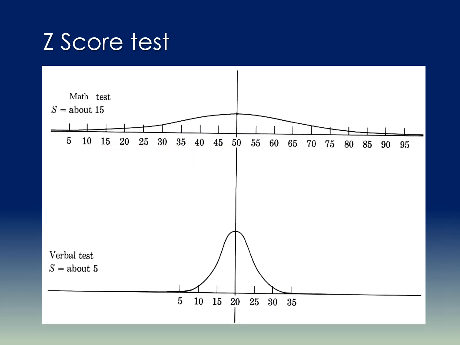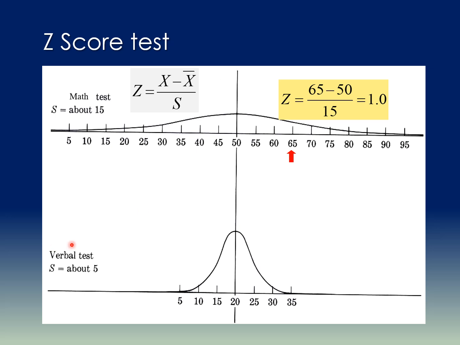Okay, so let's calculate the Z-scores here. So here's your raw score, 65, on your math test. We want to convert that to a Z-score. Let's get our little formula up there. That's lovely. And so we actually run the values through: the raw score minus the mean, divided by the standard deviation. We get a Z-score of 1.0. Okay, so this is where you're holding here.